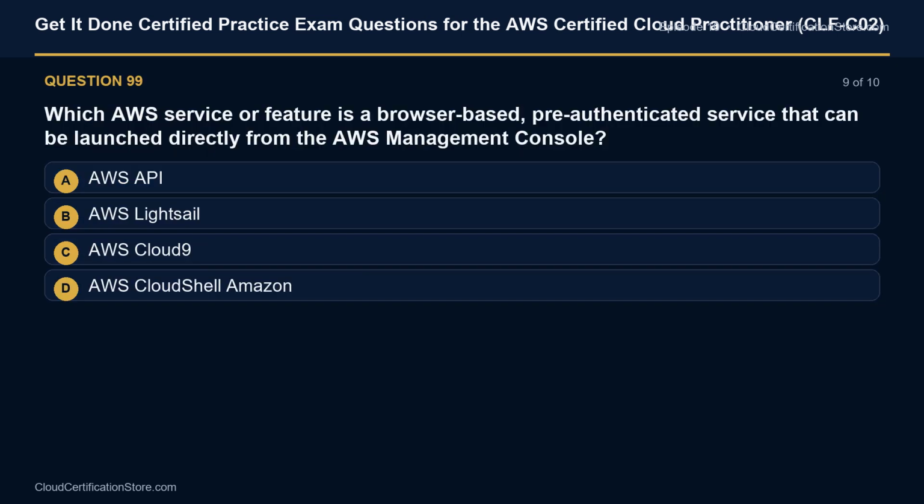Question 99. Which AWS service or feature is a browser-based, pre-authenticated service that can be launched directly from the AWS Management Console? Option A, AWS API. Option B, AWS Lightsail. Option C, AWS Cloud9. Option D, AWS CloudShell.